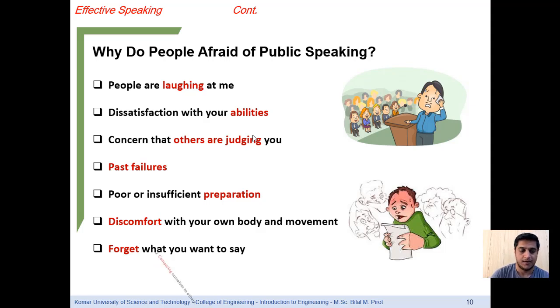Okay, so comparing ourselves to others. You shouldn't compare yourself to others. Why? Because everyone is equipped with different skills. Everyone has a different background and different history. So you shouldn't compare yourself with others, and you should focus on your abilities. What are your strong points? What are your weak points? Then you can proceed and you can be effective in your speaking.